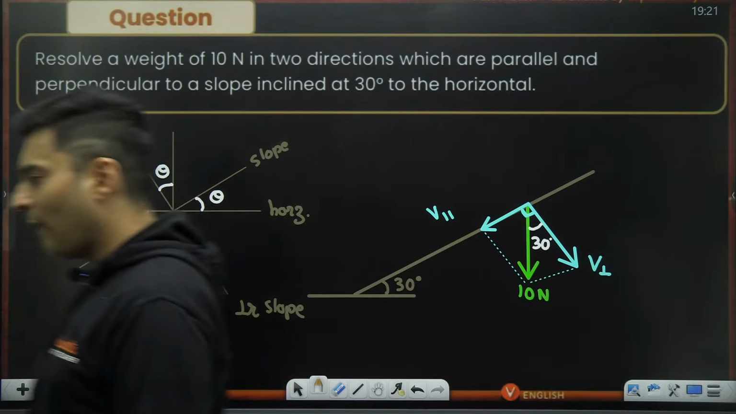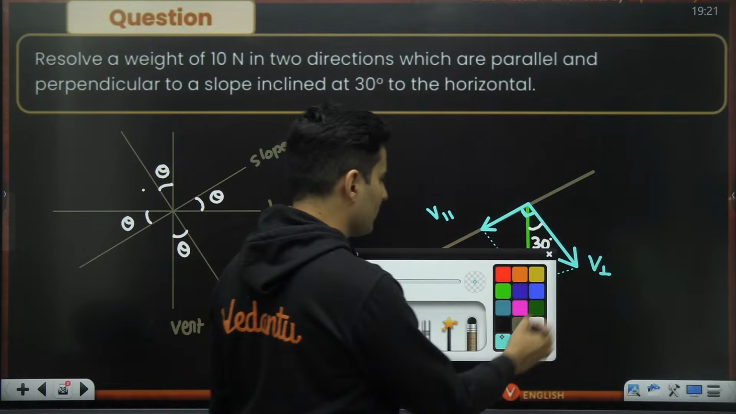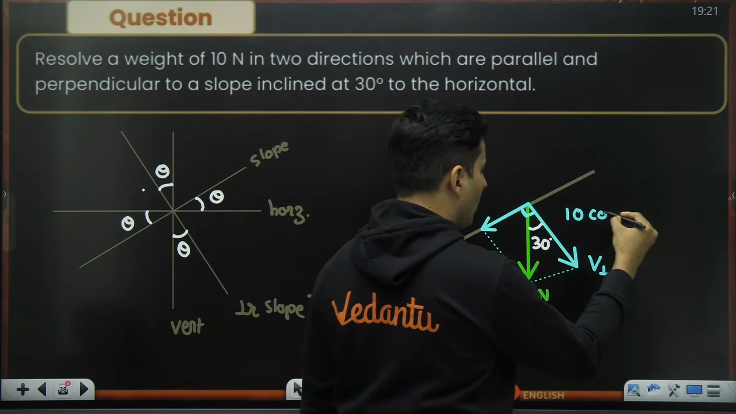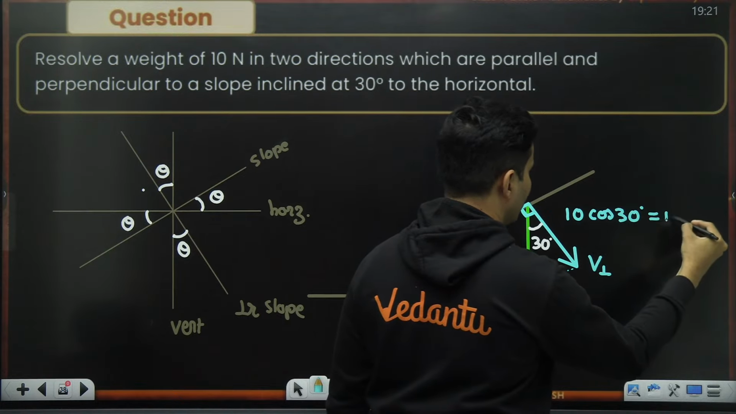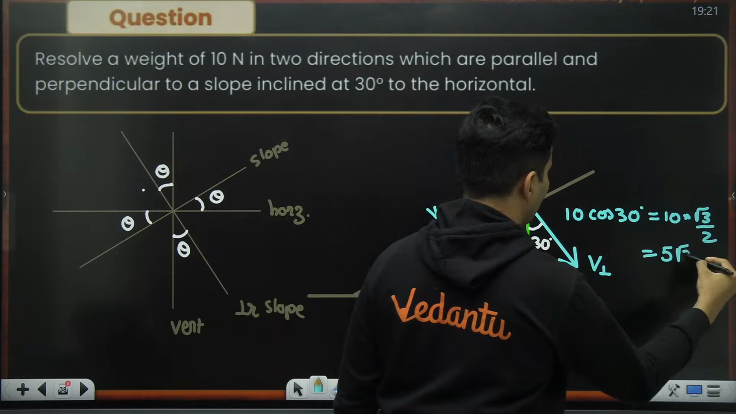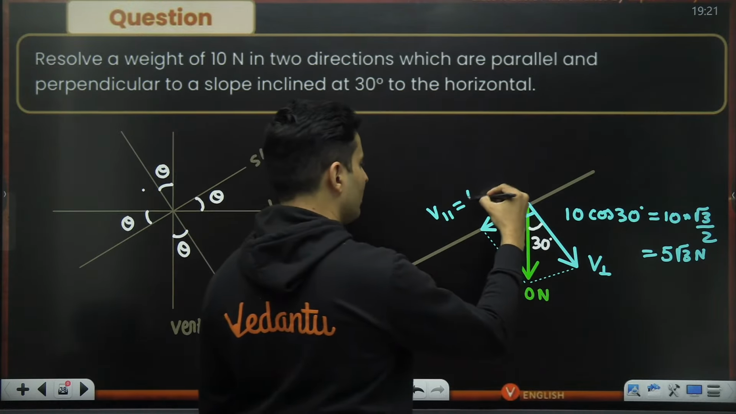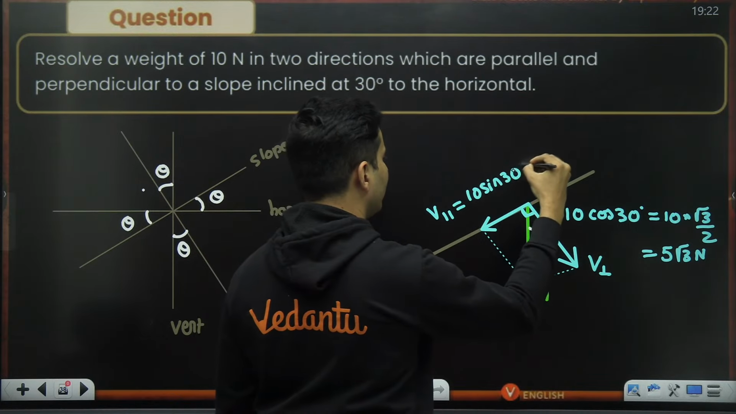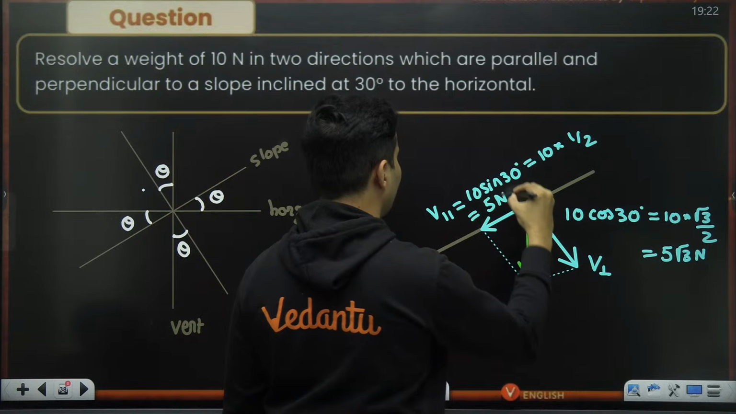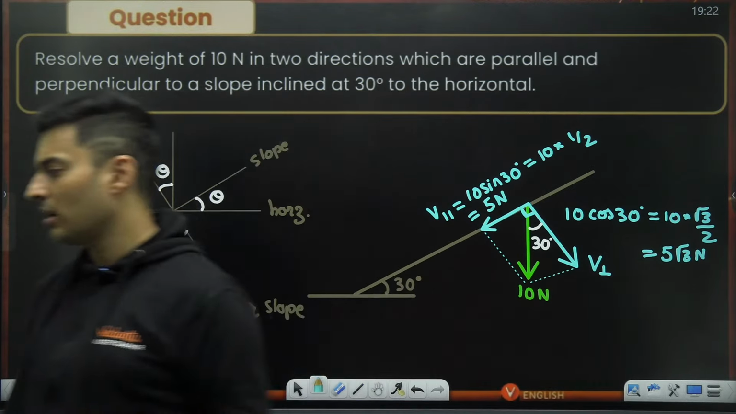Awesome. So now the last part will be to mark the values. This is closer, so cos, so this will be 10 cos 30. Cos 30 is nothing but root 3 by 2. So this will be nothing but 5 root 3 newtons. This is far away from the angle, so this will be 10 sine of 30. Sine 30 is nothing but half. So this will be just 5 newtons. So parallel component is 5, perpendicular component is 5 root 3 newtons.